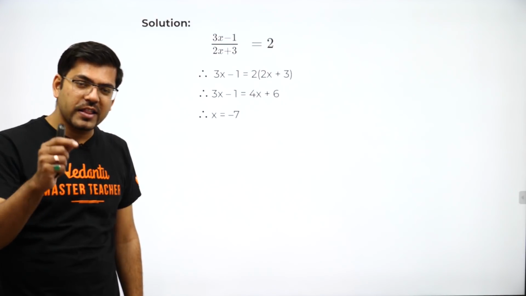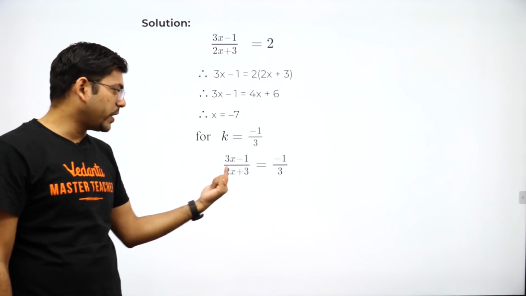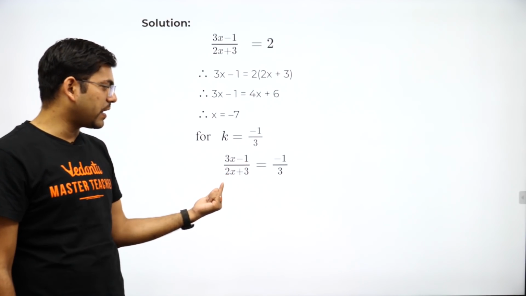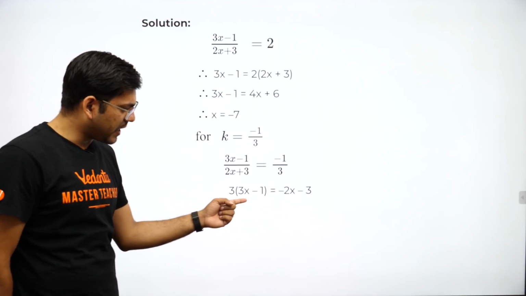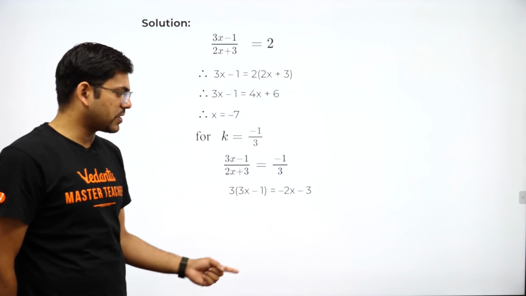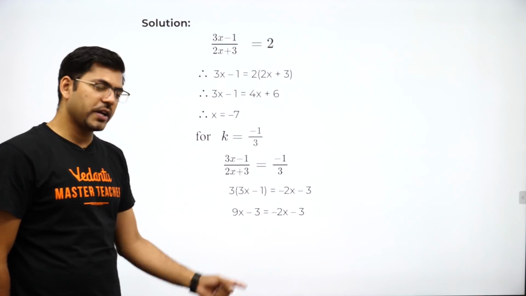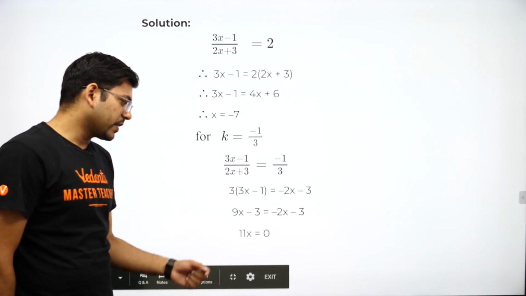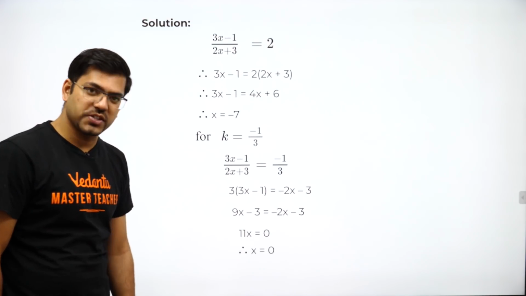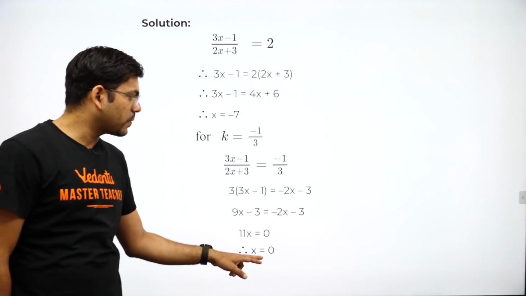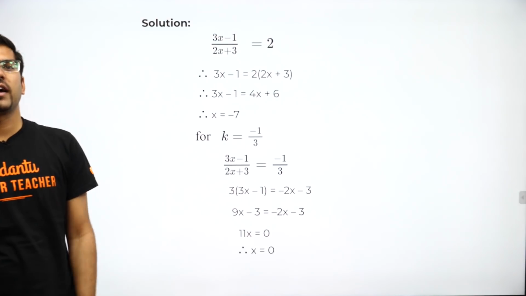Now you will put the other value of k, that is k equal to minus 1 by 3. Equating minus 1 by 3 to 3x minus 1 divided by 2x plus 3, we get 3 times (3x minus 1) is equal to minus (2x plus 3), that is minus 2x minus 3. Multiplying, 9x minus 3 is equal to minus 2x minus 3. Solving, 11x is equal to 0, and hence x is equal to 0. So we have got two values, x equal to 0 and x equal to minus 7, and by this method we have solved our question.